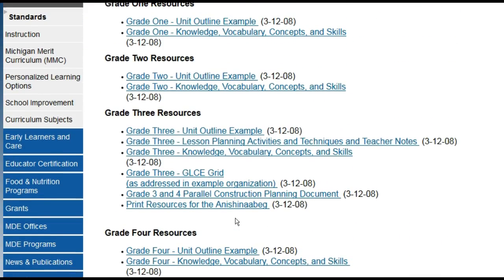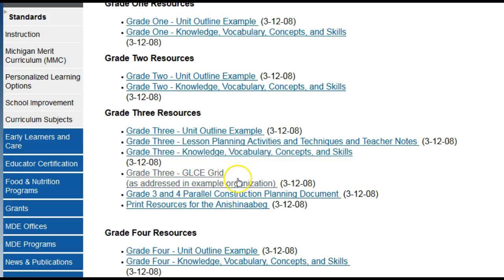And the unit outlines are really quite nice. Notice the grade 3 resources here. You've got some lesson planning activities, some teacher notes, some techniques that you can use, vocabulary, concepts, and skills. We teach a lot of vocabulary, a lot of concepts, and a lot of skills. In fact, the skill that is the most important for students to learn is how to read charts. And in the social studies, we have lots of charts that they need to read.